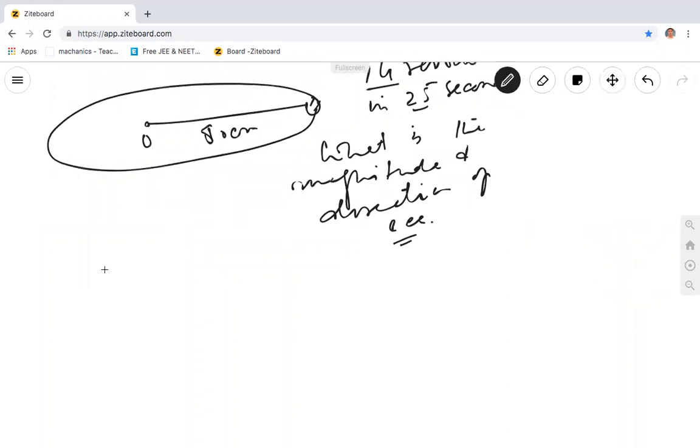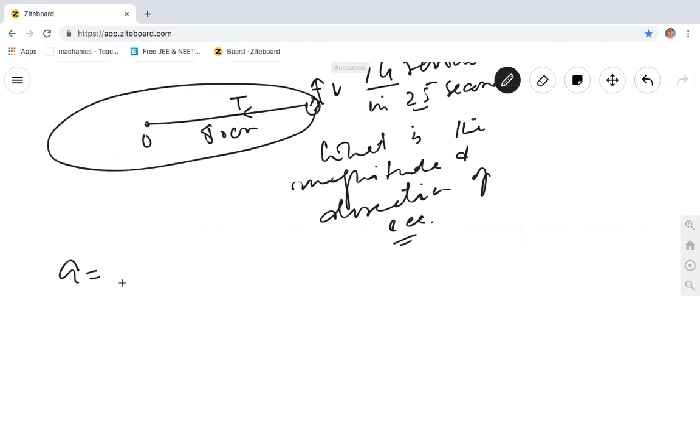Can you tell me directly what should be the formula for acceleration? Acceleration is towards the center, as you know. If it is moving in a circle and tangential speed is constant, then definitely the acceleration should be towards the center. And that acceleration is provided by the tension, of course.